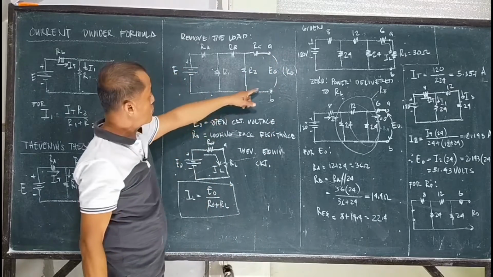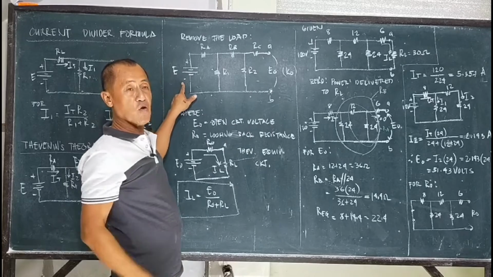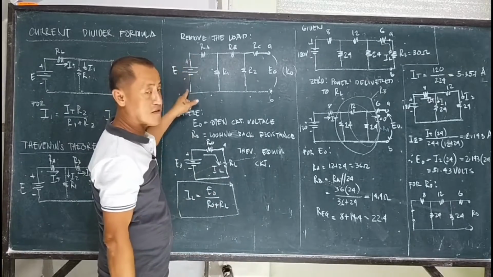So, the requirement for solving for R sub O is to remove all the sources of EMF, then short circuit each terminal.